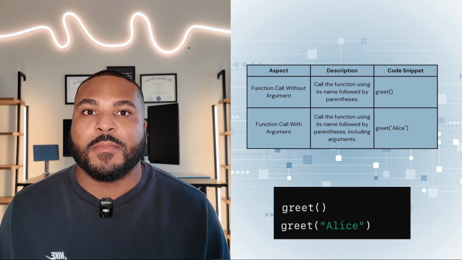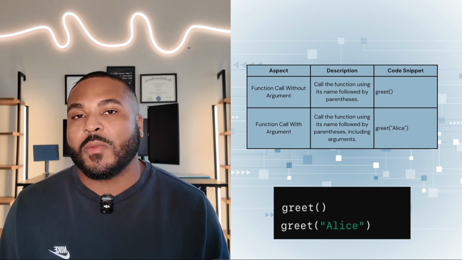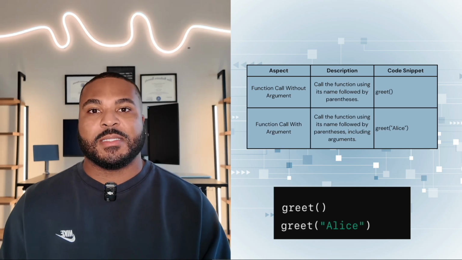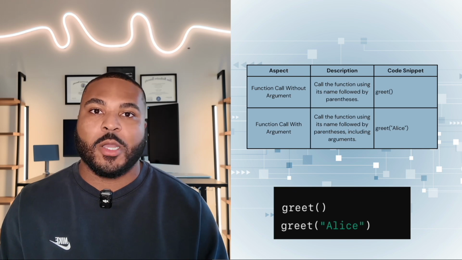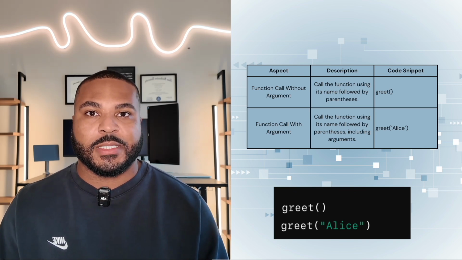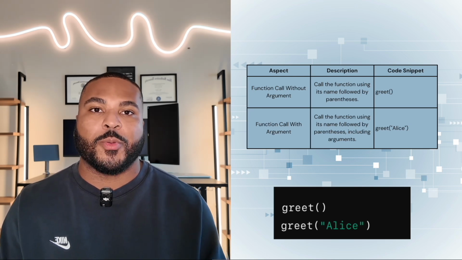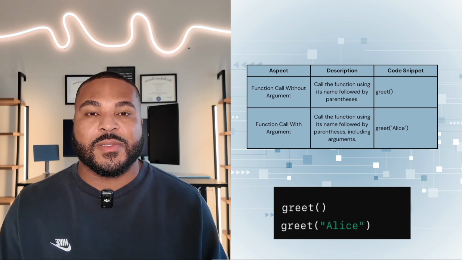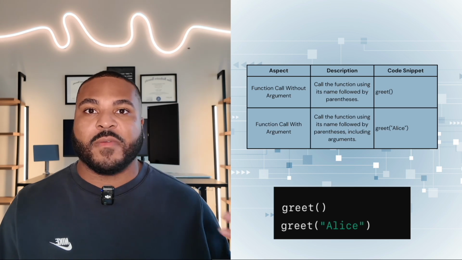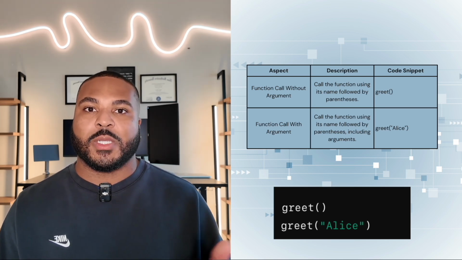So calling a function means executing the code inside the function. Let's see how we can do this with and without arguments. So to call a function, we use its name, followed by parentheses. If the function does not require any arguments, we simply use empty parentheses. So in the first example, greet, the greet function is called without any arguments. If greet is defined with no parameters or default parameter values, it will execute the code and use the default behavior. However, if the function does require an argument, we provide the argument inside the parentheses when calling the function.